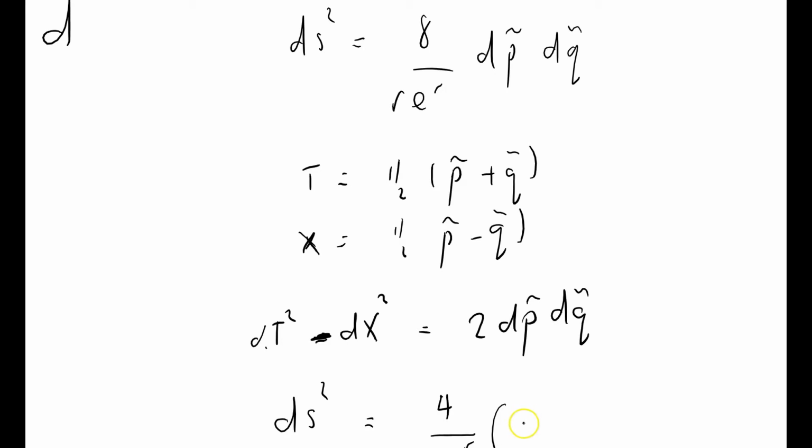Which way around have I got it? I think I've got a minus sign missing here. Yeah, that should be a minus, because I've always got minus dt squared plus dx squared.